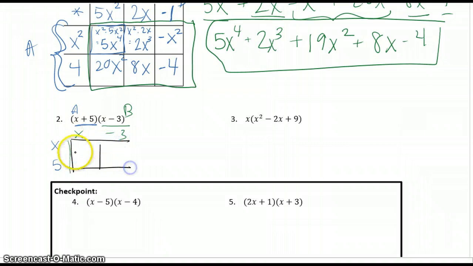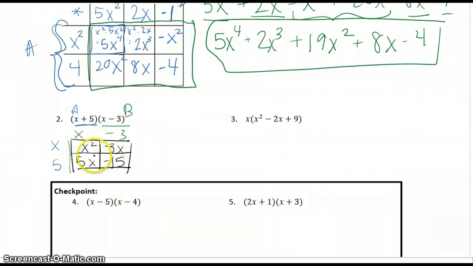So we have 4 boxes inside the table, which means we're going to have to multiply something together 4 times. In the first box, we have x times x is x squared. In the second box here, we have x times negative 3, so negative 3x. On the bottom, we have x times 5, or 5x. And here in the bottom right, we have 5 times negative 3 is negative 15.